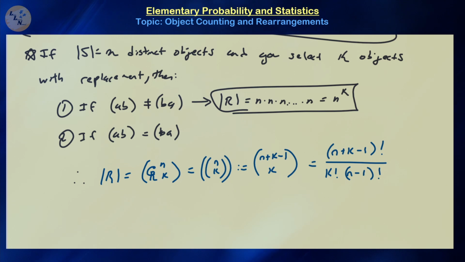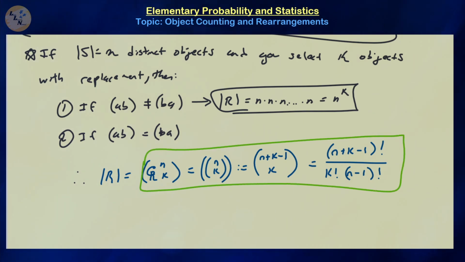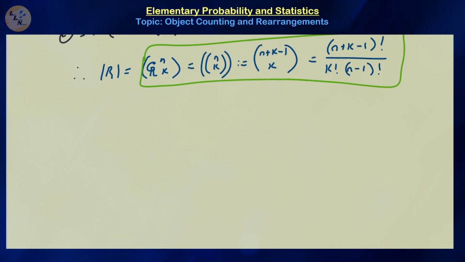So this is what we call the multi-choose, or the multi-choice of these objects n and k, because you can select the same object many times because you're replacing it back into the set. So this is combination with replacement, or multi-choice.